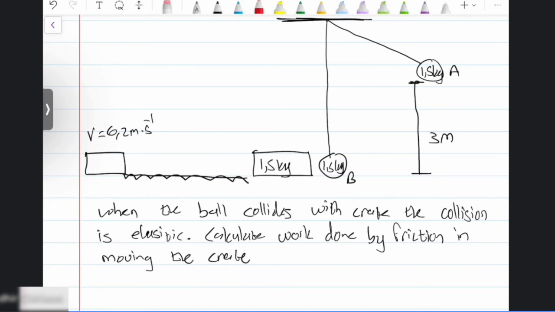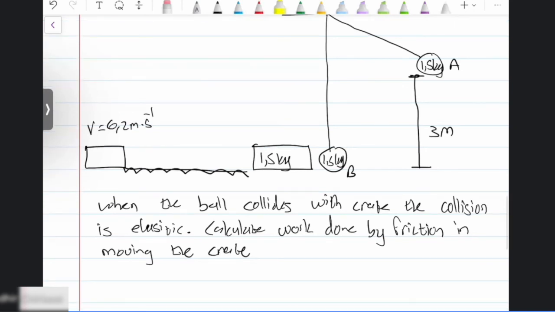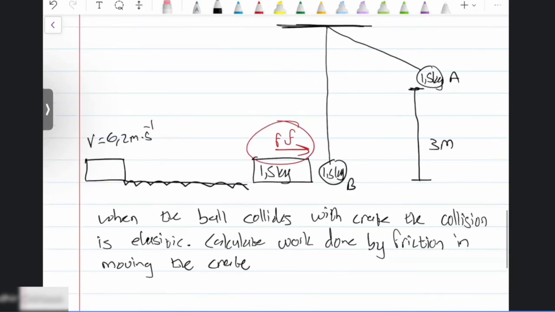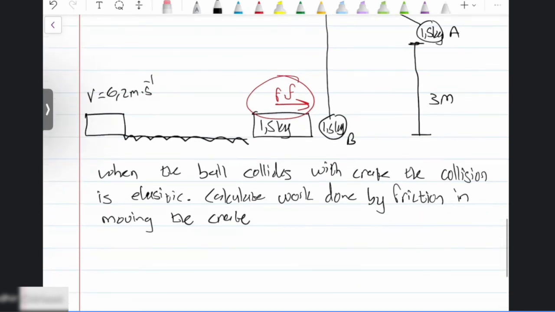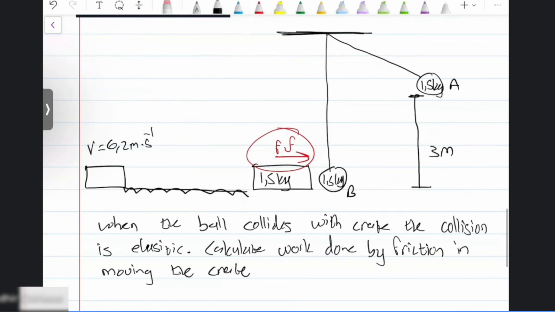Okay, guys, let's go and explain this. When this crate is moving, the only force acting on it is the frictional force, which is going in that direction. So we want to find out how much work this frictional force is actually doing. There are a few things we have to do here. Step number 1 is we have to find out the velocity of the ball at point B.